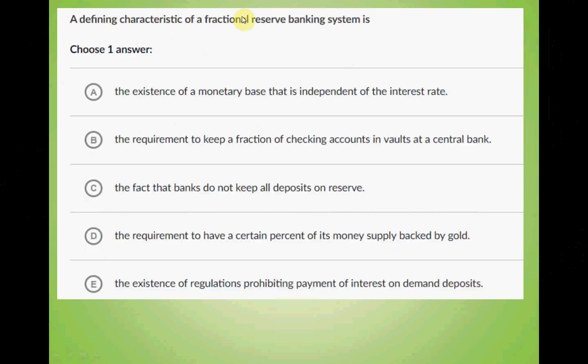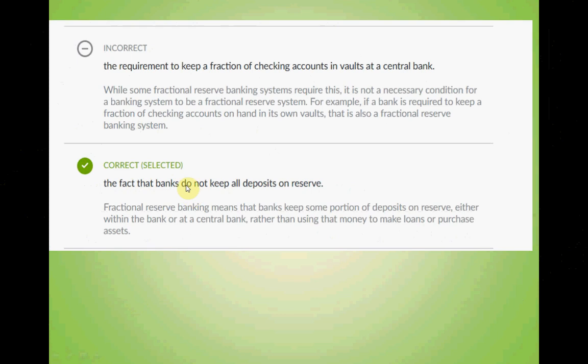So fractional reserve banking is the idea that banks don't keep all deposits on reserve. They keep parts of it on required reserve, but they don't keep all of it. So fractional reserve banking is the idea that banks don't keep all the money in the bank. They take it and cut it into two chunks, excess and required, and they keep the required in their own vaults, not necessarily a central bank vault, and then they loan out the excess.